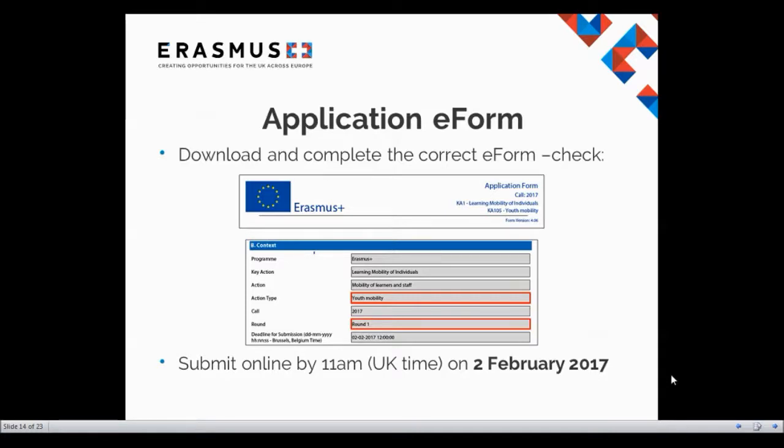And as we mentioned before, please keep in mind that this is 11 a.m. UK time, as the deadline for application, 12 a.m., is referred to Brussels time. The application form is available for you to download from the Apply for Youth Mobility Funding page on the Erasmus Plus website under Key Action 1. I will actually jump now and show you where to find this document, so if you just bear with me 1 second.